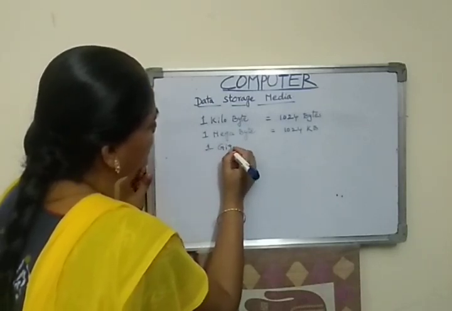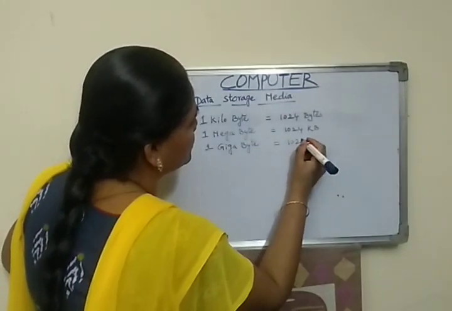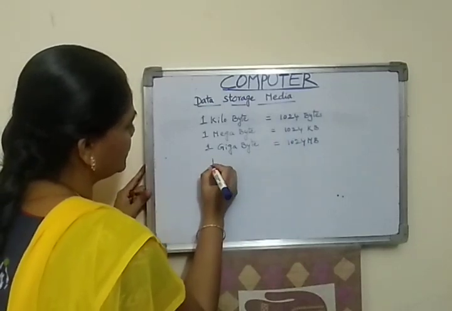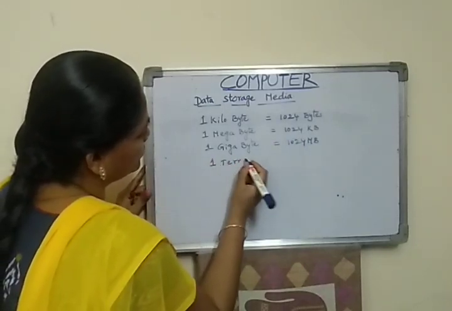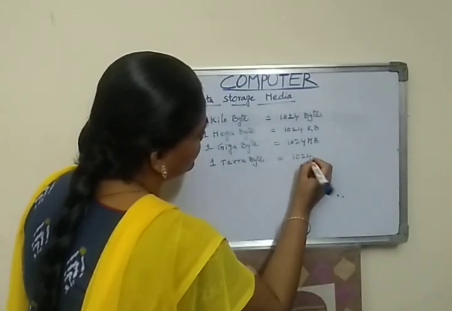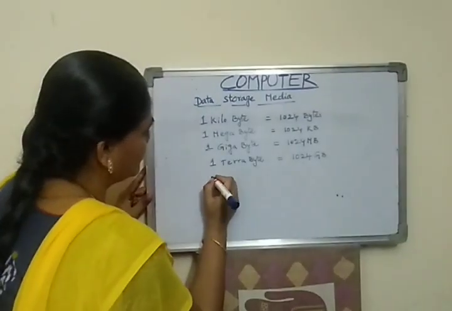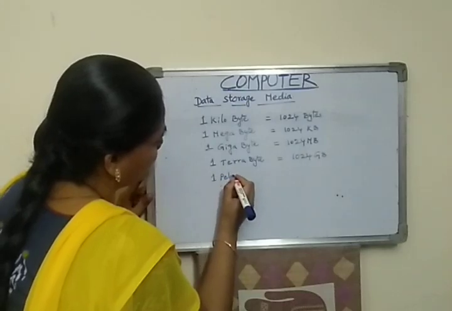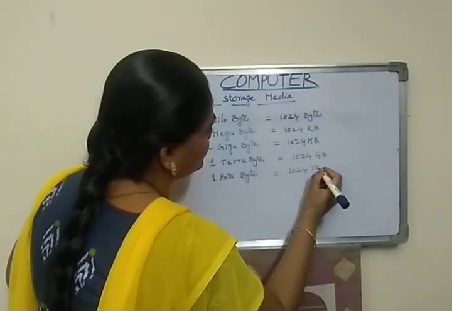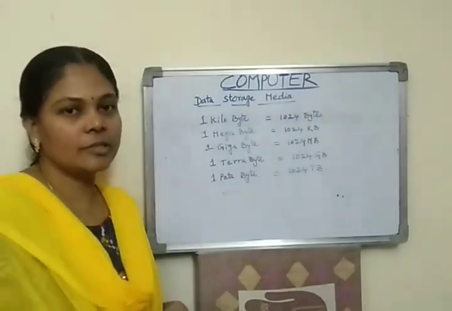GB, that means gigabyte. 1 gigabyte equals 1024 megabytes. Byte here I am telling, not bits. Okay. 1 terabyte. Terabyte equals 1024 gigabytes, GB. Okay. 1 petabyte. Petabyte equals 1024 terabytes, TB. Like this, the storage capacity is measured.